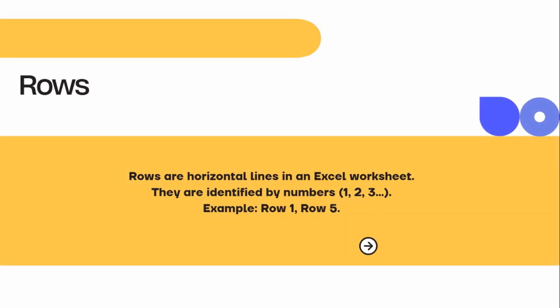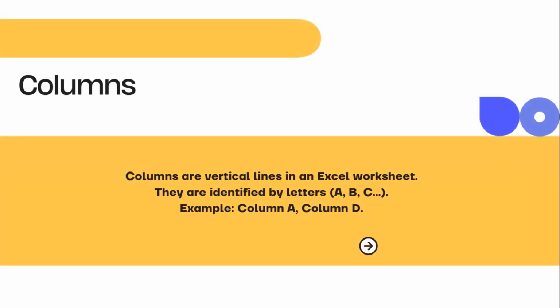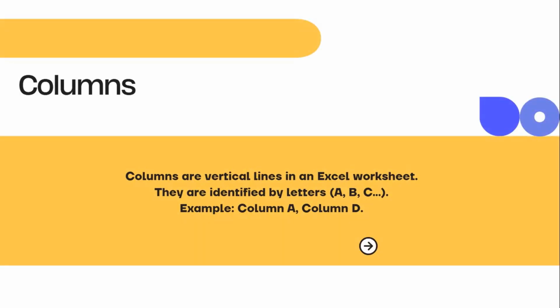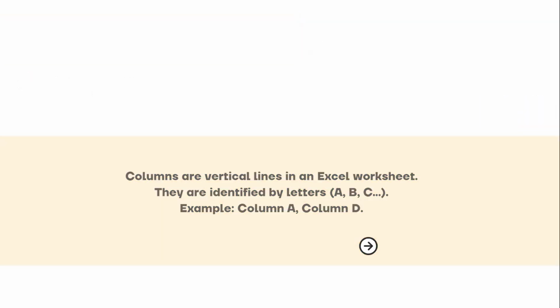So let's come to the rows. Rows and columns are what we can see in the worksheet. The vertical ones we call columns, and the horizontal ones we call rows. We can identify the columns as alphabets and the rows as numbers.